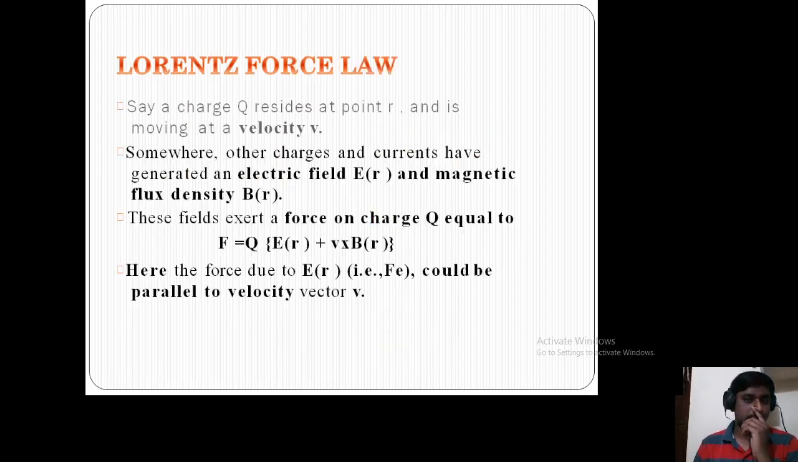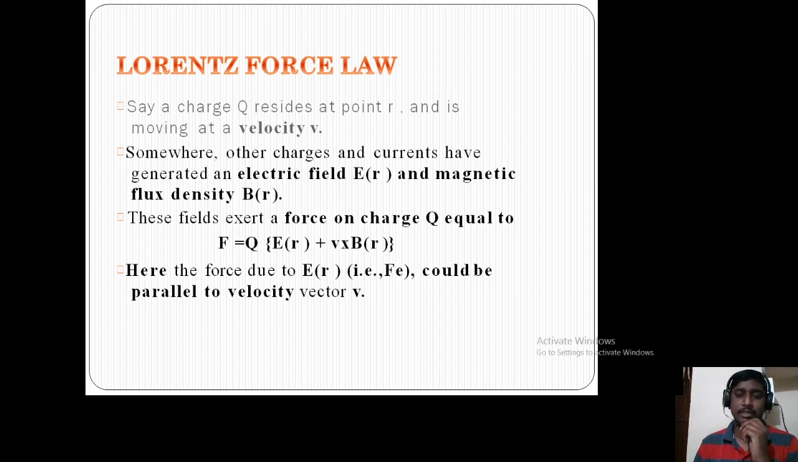Let us discuss some points related to the Lorentz force. Assume a charge resides at a point R and is moving at a velocity v. The Lorentz force equation relates to the electric field as well as the magnetic field. Whenever both fields are available, only then can we discuss the Lorentz force law. A mechanical force is developed whenever a charge moves with velocity v in the presence of electric and magnetic fields. That force is given by q times E plus v cross B.